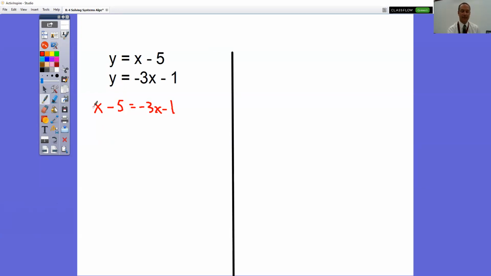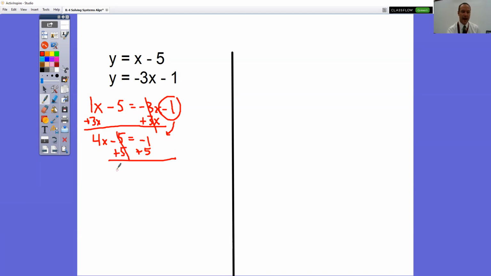So remember that anytime that you have a letter all by itself, there's really a 1 in front of it. So I'm going to put a 1 in front of that x. I'm going to get rid of that negative 3x by doing plus 3x and plus 3x. Those cancel out. 1x plus 3x is 4x. Bring down your minus 5, bring down your equal sign. Be very careful right here. You're bringing down a negative 1. Plus 5 plus 5. So we have 4x equals 4. Divide by 4, divide by 4. And you get x equals 1.